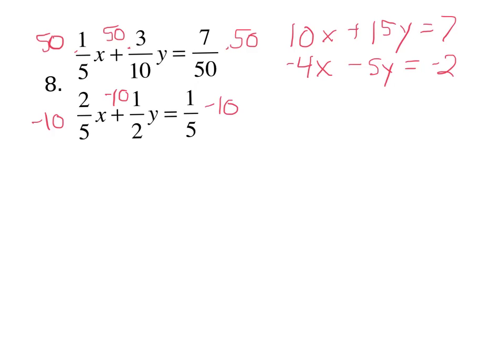So it looks like it would probably be easiest to eliminate the y's. So I'm going to multiply the bottom equation by 3. So that will give me a negative 12x minus 15y equals negative 6. And then I'll rewrite the top equation.